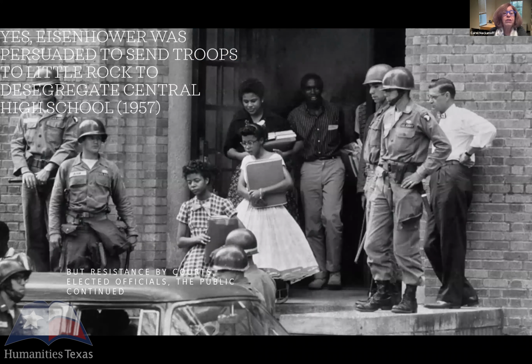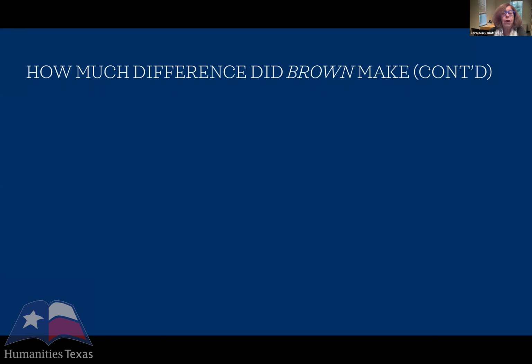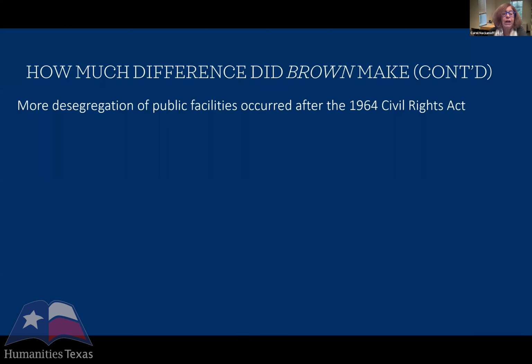Now, it's true that Eisenhower was persuaded to send troops to Little Rock to desegregate Central High School in 1957, but resistance by courts, elected officials, and the public continued. And a case would come to the Supreme Court that I'll speak about in a second. So continuing on, how much difference did Brown make?